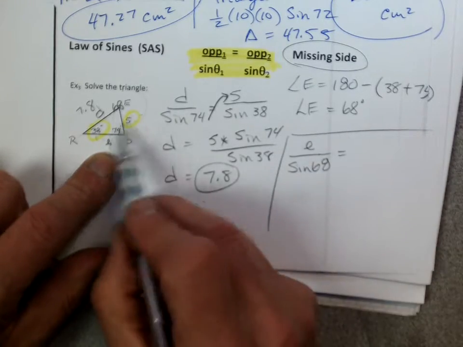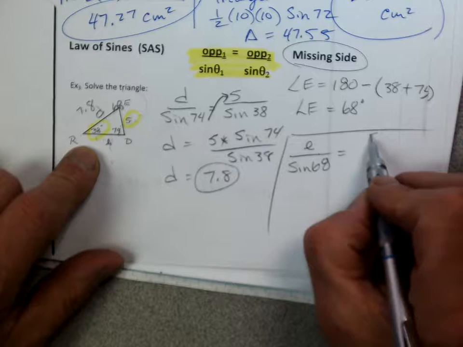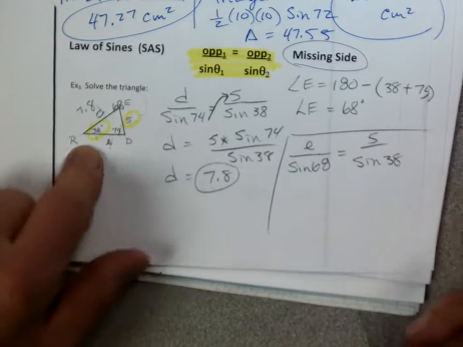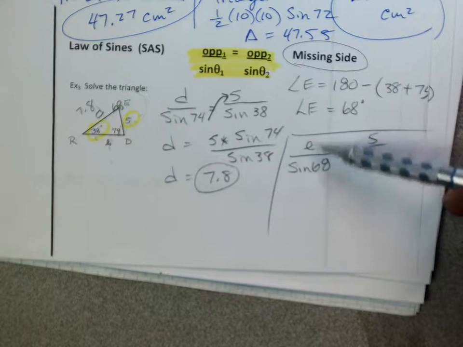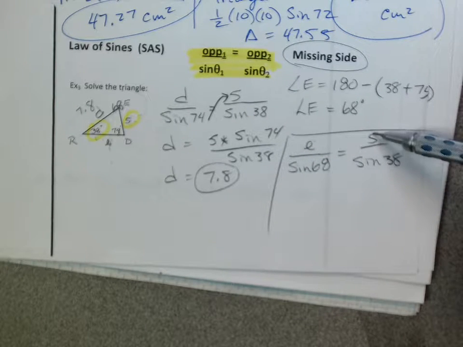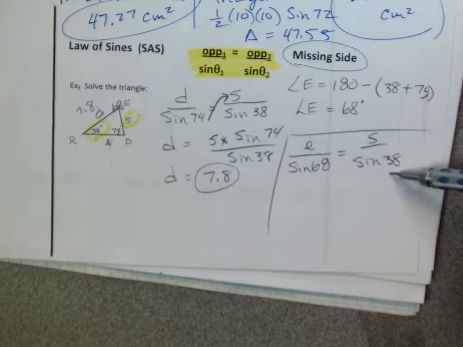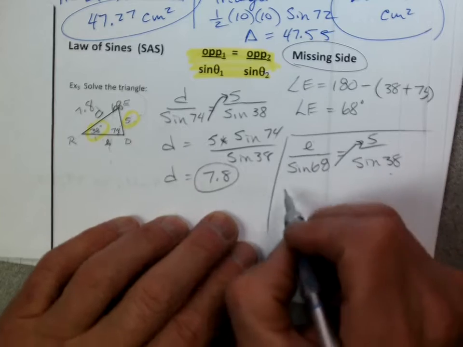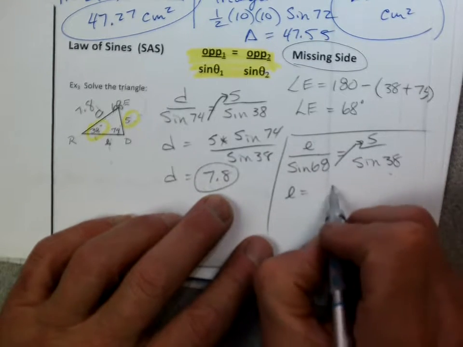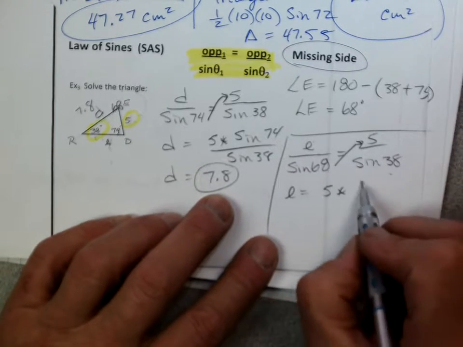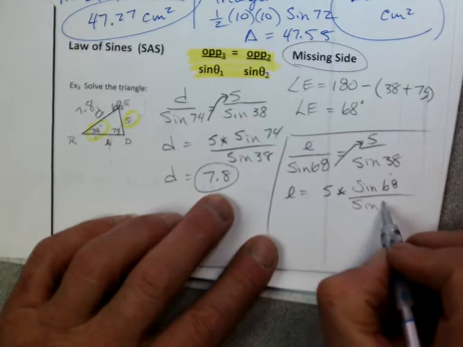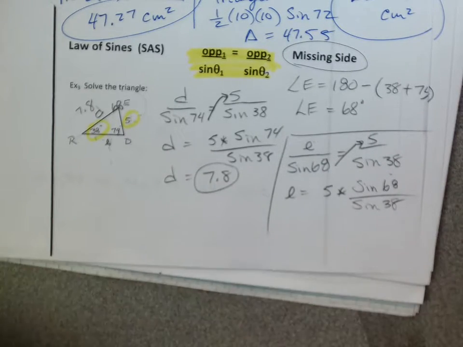equals 5 over the sine of 38. So it's side over the sine of its angle, side over the sine of its angle. It's really very easy. Now I need to solve for little e, so we'll cross multiply, bring this up, multiply it right there. Little e is equal to 5 times the sine of 68 over the sine of 38, right? I use my calculator.